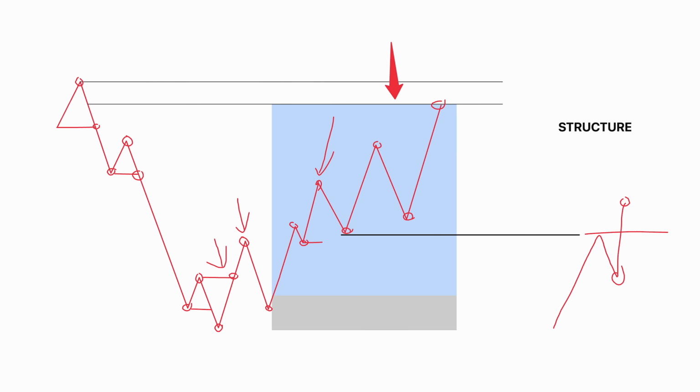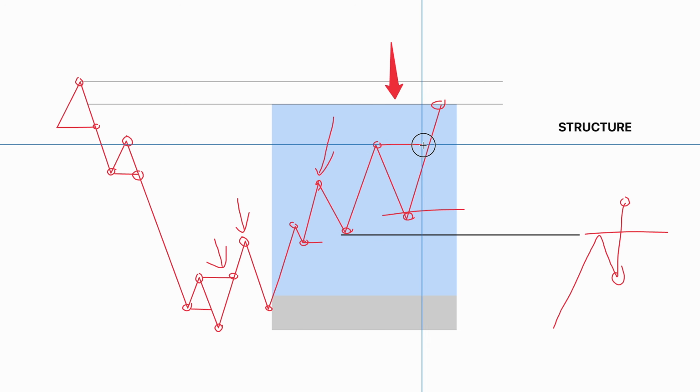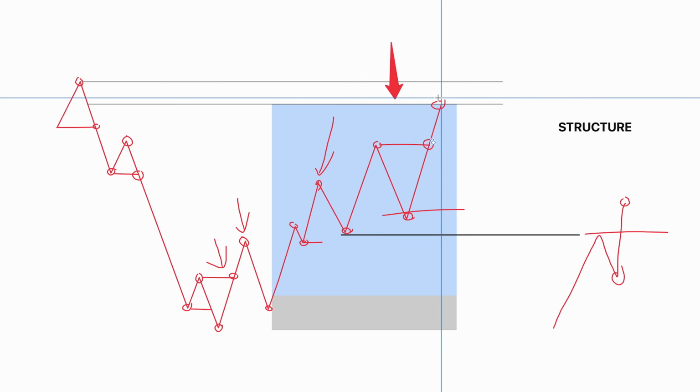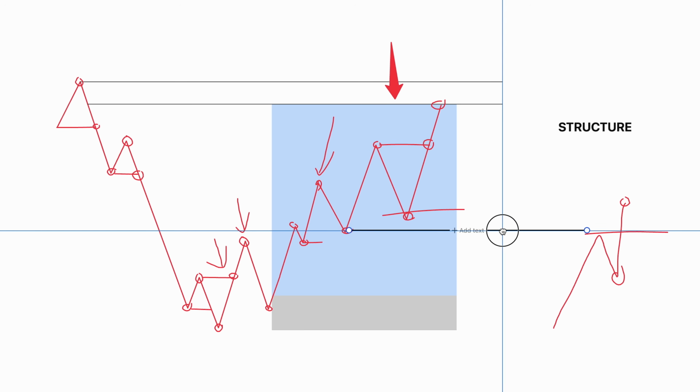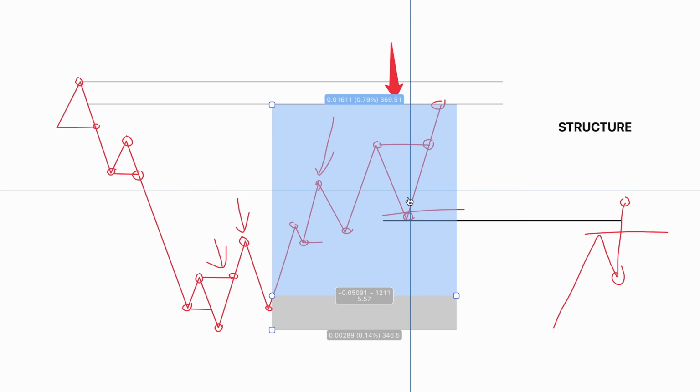All right. Once again, then we come down, we form a low here. This low is validated when there is a break of structure here, creating this new high. So we can actually pull the stop up to this level and trail it under this low.